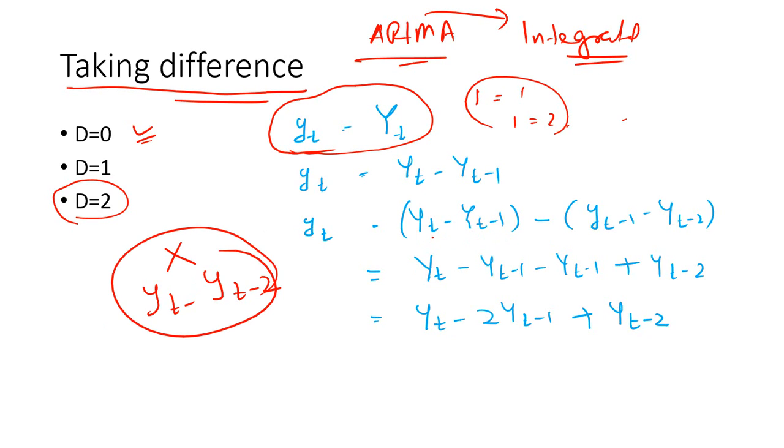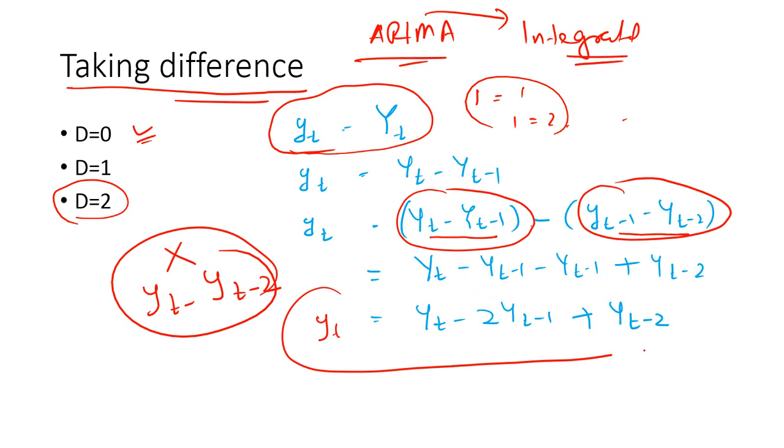Take the first difference for yt, take the first difference for yt minus 1, and when you take the difference of these differences, that is, the difference of this difference, we get the second difference. When you simplify it, the second difference is yt minus 2 yt minus 1 plus yt minus 2. You can also extend this to the third difference, fourth difference, and so on, and this becomes more complicated. All right.